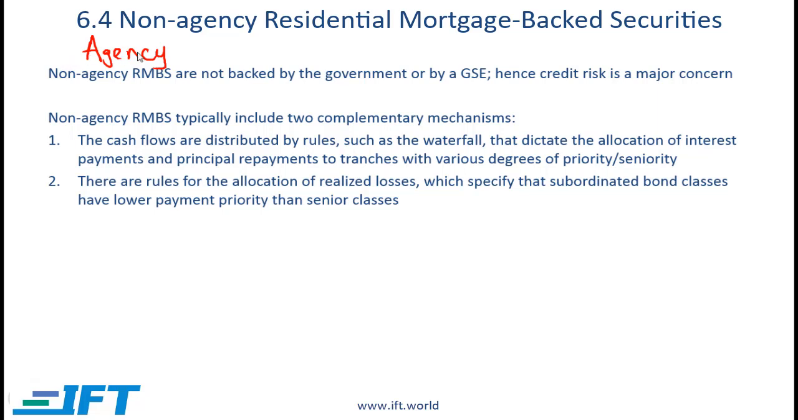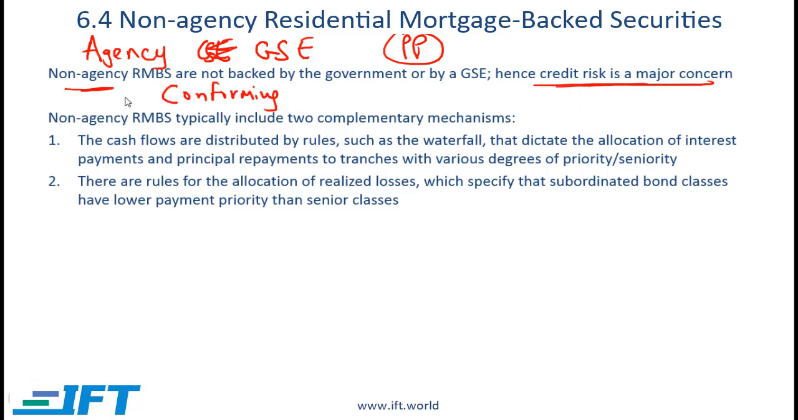So far, we have talked about agency mortgage-backed securities, which are guaranteed either by a government agency or by a government-sponsored enterprise, generally referred to as a GSE. With agency bonds, the only real risk that we were concerned about was prepayment risk. Now we move to the world of non-agency mortgage-backed securities. These are not backed by the government or by a GSE. Hence, credit risk is a major concern, and we will talk about that on this slide.